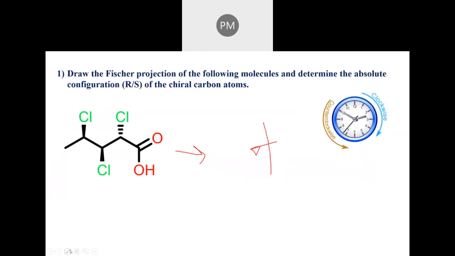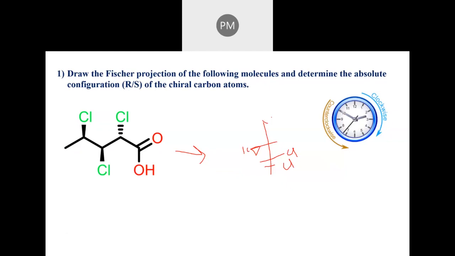So first I have to draw that Fischer projection. There will be 3 carbon centers, so 3 chiral centers. This number is odd, so it is placed above the plane. So this will be like that. This number is even and this will be above the plane, so this will be placed here. And this number is odd, but it will be placed below the plane, so this will be on the right side.